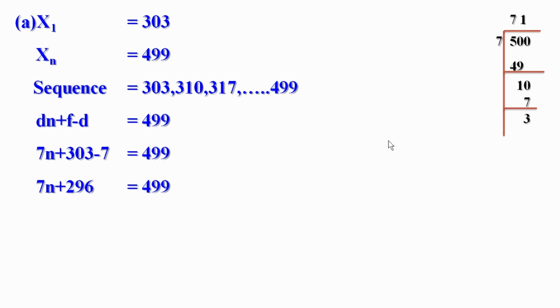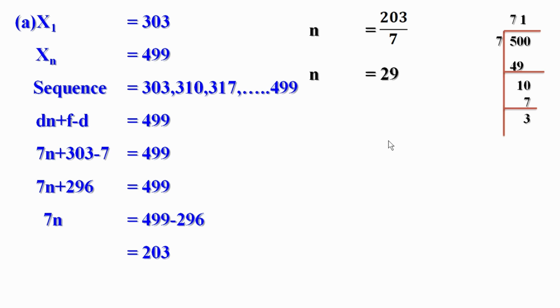Taking 296 on the other side, 7n equal to 499 minus 296, and that is equal to 203. Now to find n, take 7 on the other side, so n equal to 203 by 7, and that is equal to 29. That means there are 29 terms in this sequence. Now to find the sum, it is equal to n by 2 into first term plus last term. Here n is 29, first term is 303 and last term is 499.